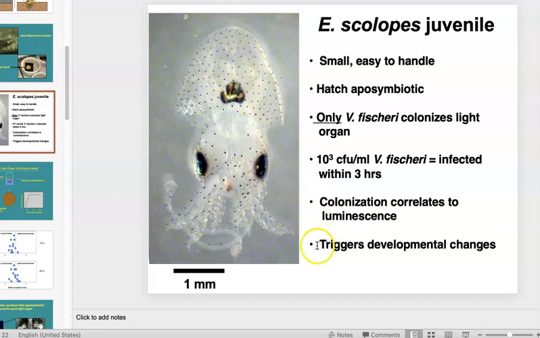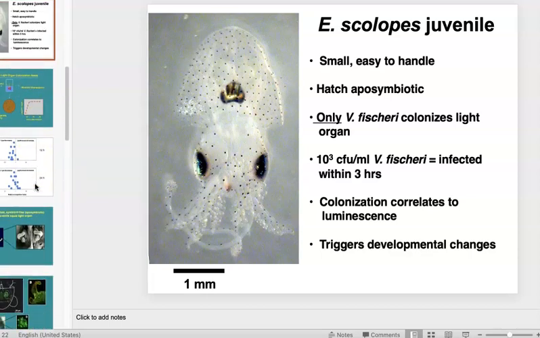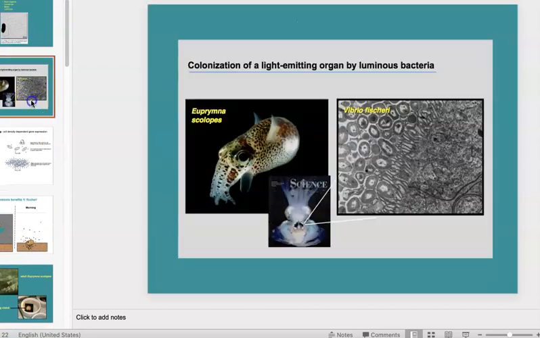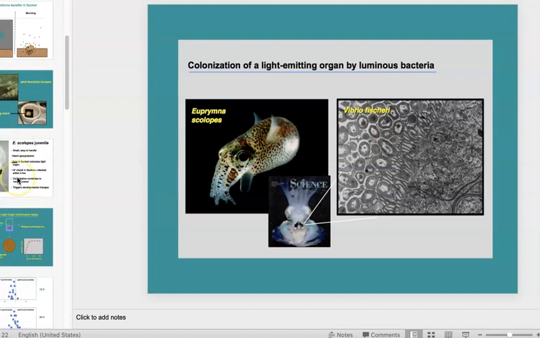The cool thing too is that the bacteria trigger developmental changes in the light organ, as I'll show you. And so that's that thing I was alluding to before about how bacterial physiology influences host physiology and ultrastructure, and vice versa. Again, the host animal physiology and ultrastructure also influences bacterial physiology and ultrastructure. And I gave you an example of that already when you look at these bacteria that completely lost their flagella, for example.